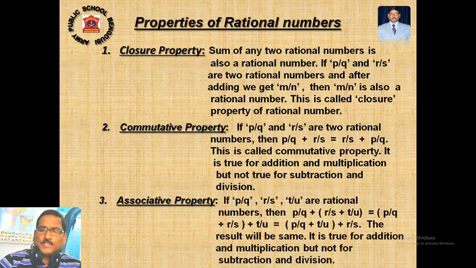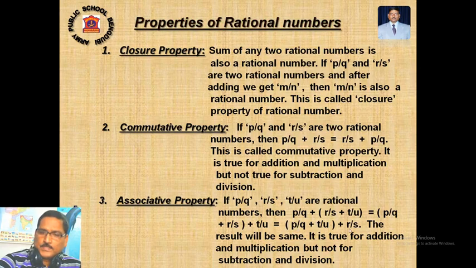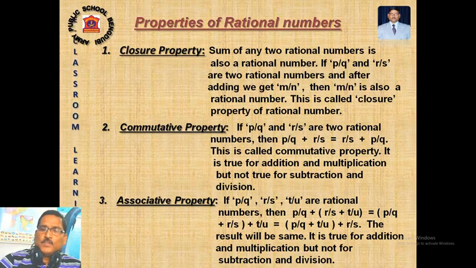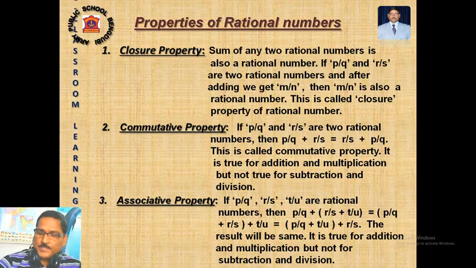Associative property. What is associative property? Suppose three rational numbers I have taken as example, p by q, r by s, t by u. If I add in any direction, first of all second and third, then first, or first and second, then third, or first and third, then second, in every case the answer will remain same. That means if we add three rational numbers or multiply three rational numbers in any arrangement, the result will remain same. It is true for multiplication and addition, but not true for subtraction and division. Mind it.